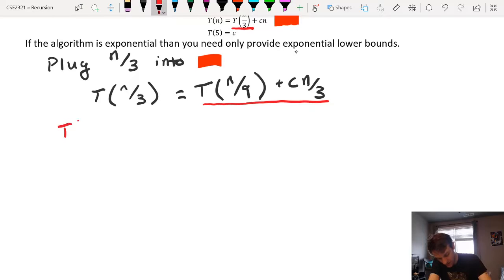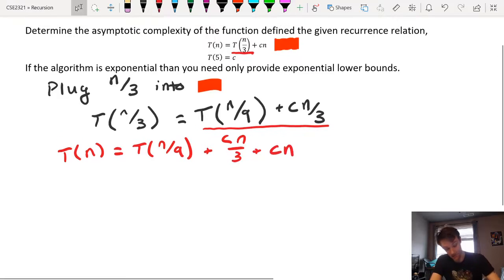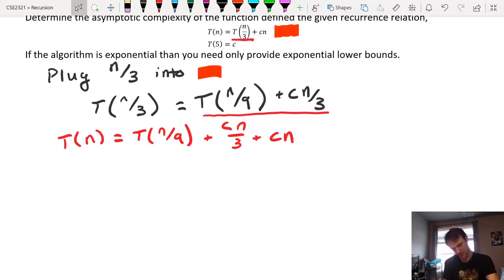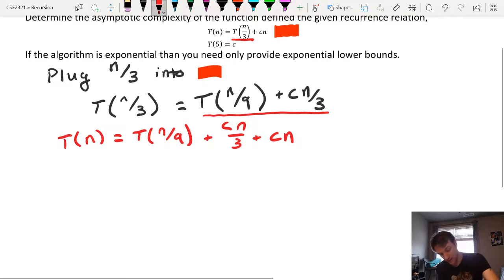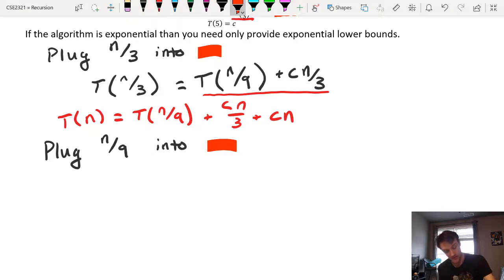The left-hand side remains t of n equals, making the substitution, the t of n over 3 I replaced with t of n over 9 plus cn over 3. Plus, we still have an additional copy of cn from the original equation. Now we're going to take that t of n over 9 we look at, and we notice we need to plug n over 9 back into the red barred equation. So let's do that.